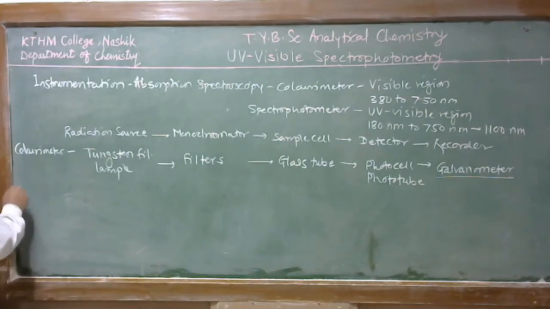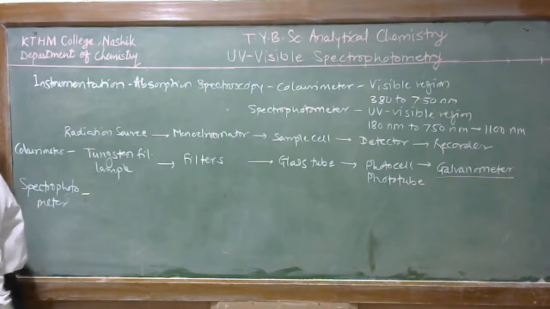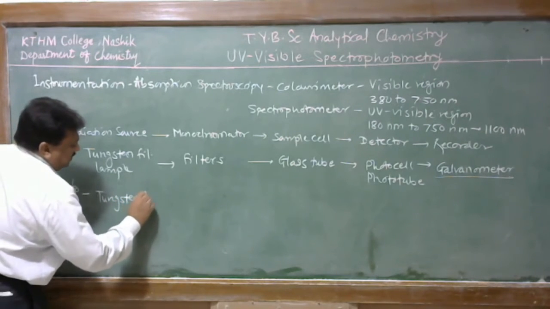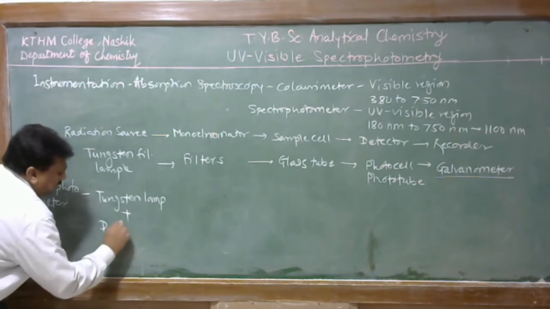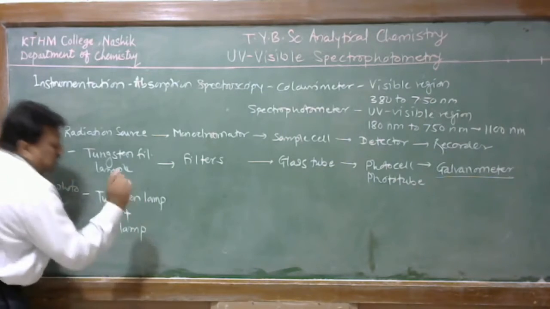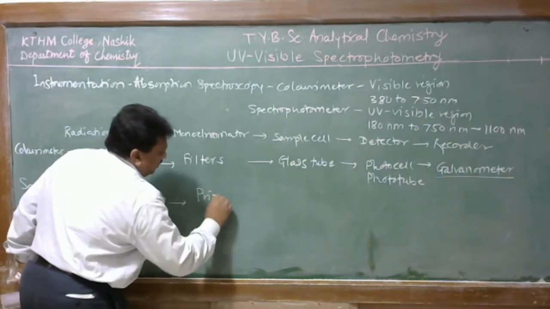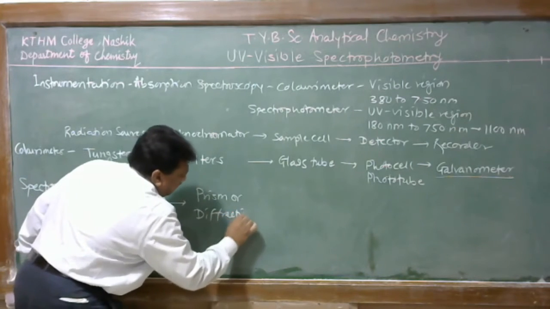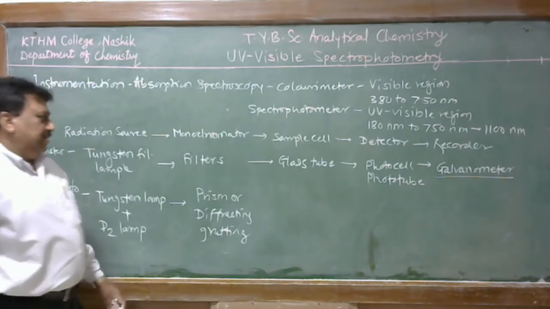The components which are required for a spectrophotometer are, number one, here again a tungsten lamp plus a deuterium lamp, that is D2. Then the monochromators are a prism, or sometimes a diffraction grating can be used as a monochromator.